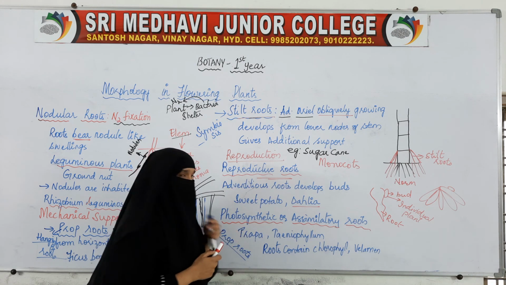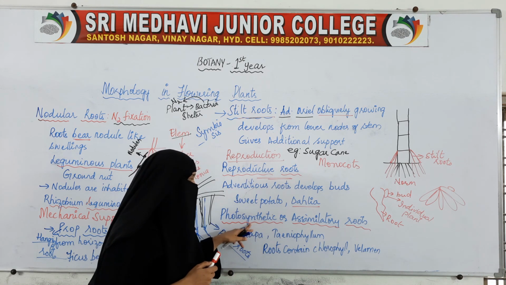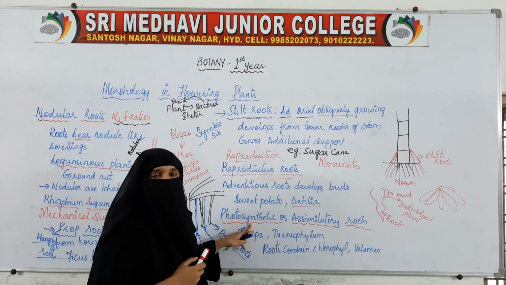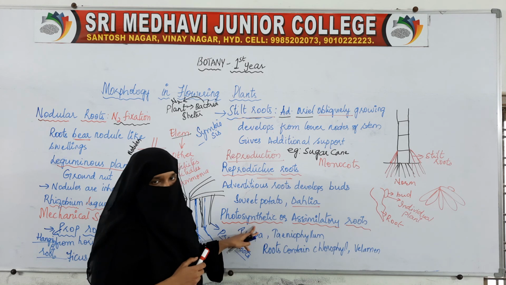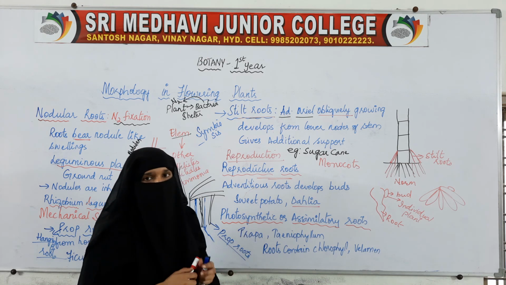And here we have another type of root, that is photosynthetic or assimilatory roots. This we will take up in the next class.